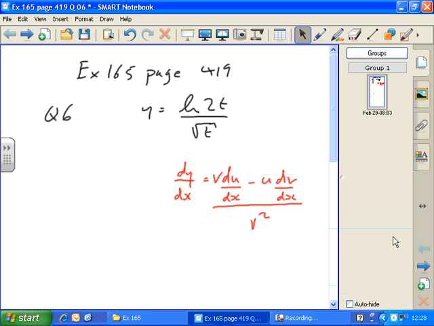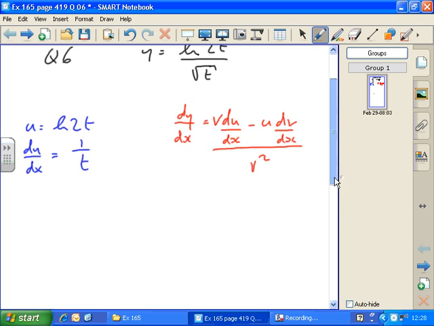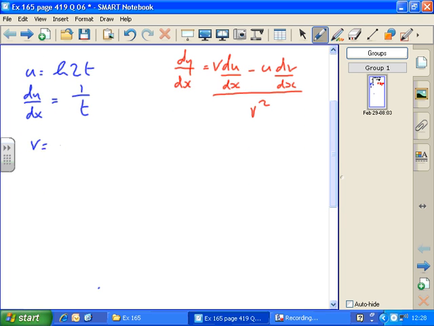Exercise 165, page 419, question number 6. Again use the quotient rule, y equals log 2t over the square root of t. So I'm going to let u equal log 2t, which from the table of differentials, I can see that the differential of that is just 1 over t. I'm going to let v equal the square root of t, but using the laws of indices, that's the same as t to the half, which I can now differentiate. So dv by dt is a half t to the minus a half.